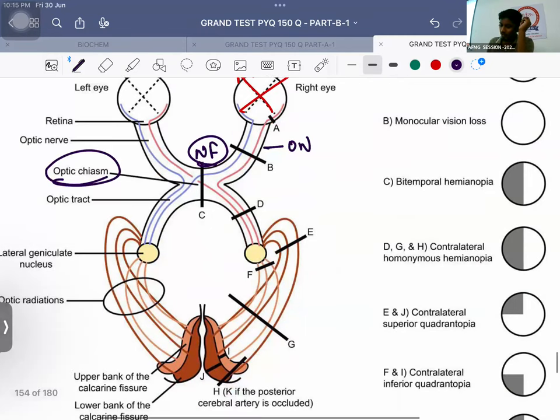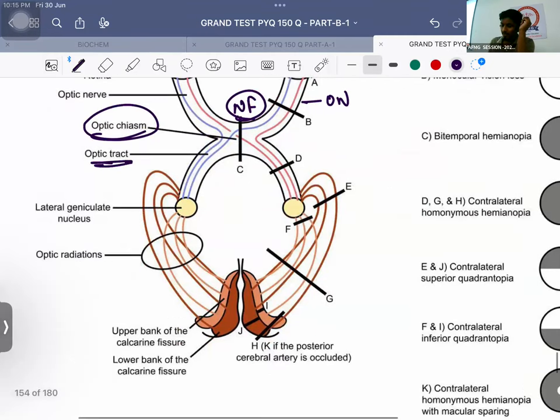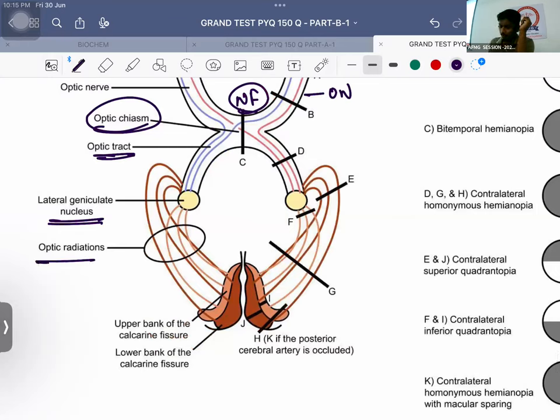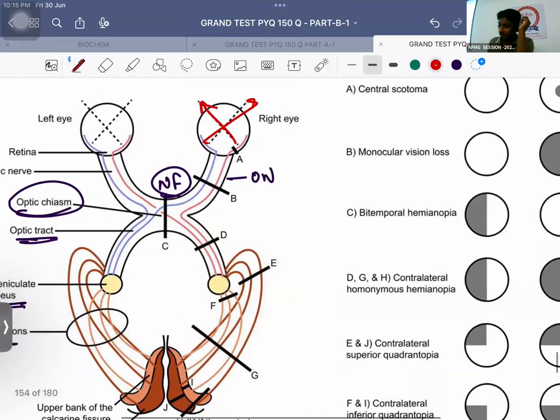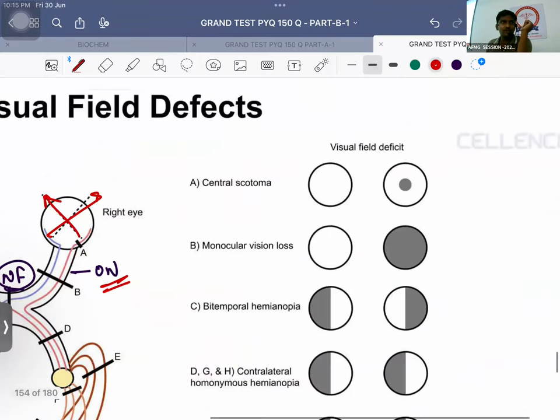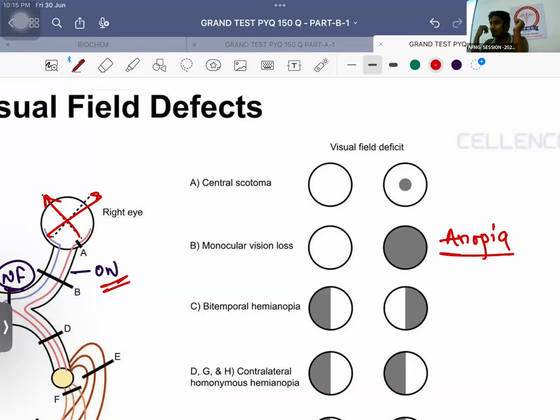Then they continue into the optic tract, then the lateral geniculate body, and then the optic radiations which will go into the visual cortex. Now if there is damage to the optic nerve, on the affected side there will be complete loss of vision. That is called monocular vision loss, or anopia. Complete loss of vision is known as anopia. Same side. If my right optic nerve is damaged, I will have right-sided anopia.